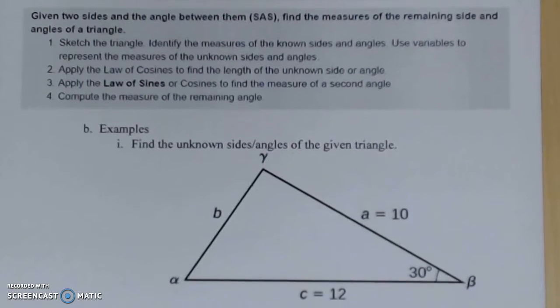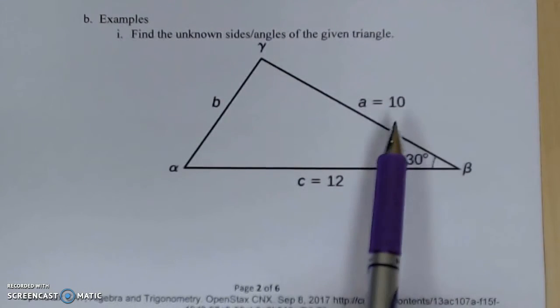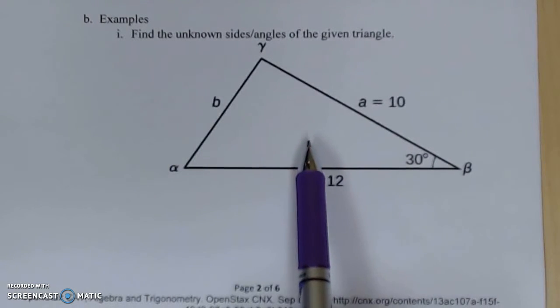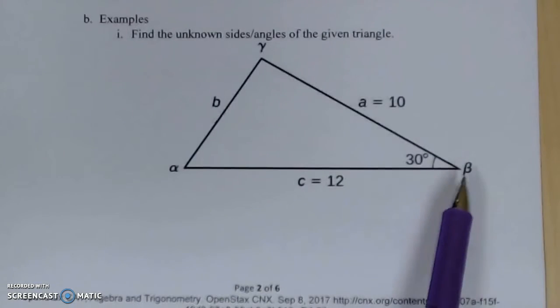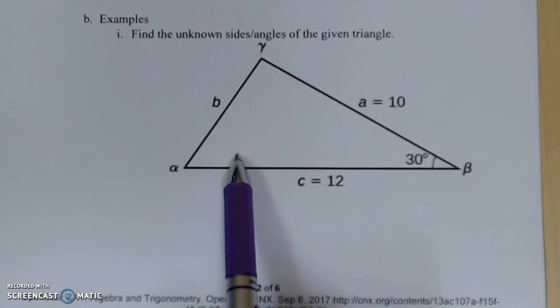So let's see if we can kind of work through this example here together. It says find the unknown sides and angles of the given triangle. And so you're going to notice that I have side 10, side 12. I don't have the third side. It is an oblique triangle, so I can't do Pythagorean theorem on it. You'll notice I have 30 degrees, but I don't have the other two, so I can't subtract them yet.